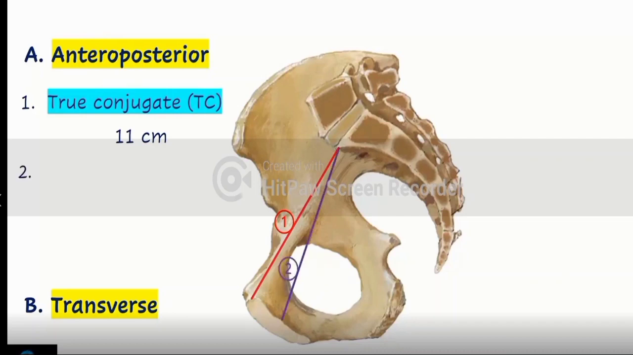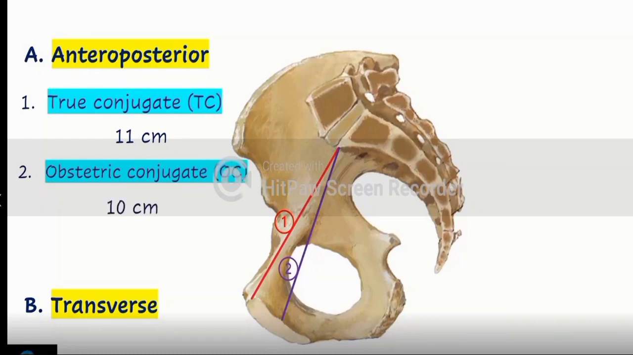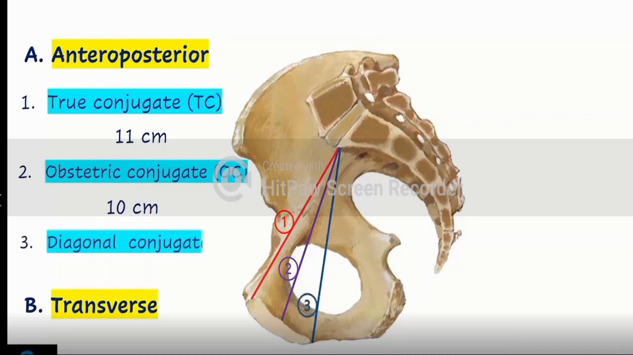Obstetric conjugate diameter is the distance between the sacral promontory and the prominent projection on the inner surface of the symphysis pubis. It also cannot be measured clinically, and it measures 10 centimeters. Diagonal conjugate is the distance between the sacral promontory and the lower border of symphysis pubis.